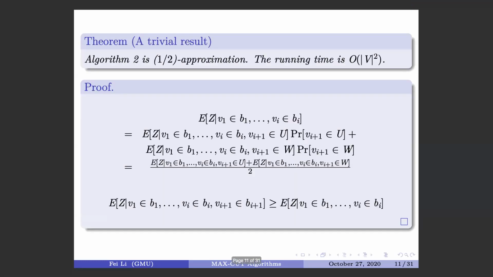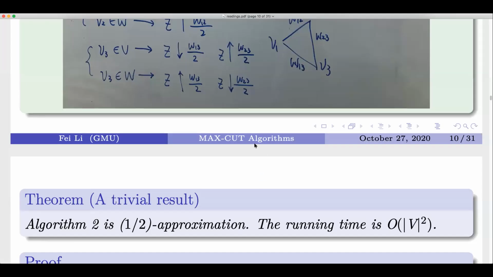Faye, there is a question in chat. I don't know if you can address it. Raphael is asking about conditional probabilities.